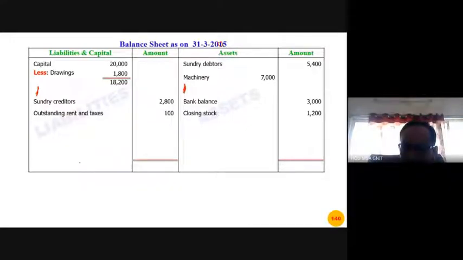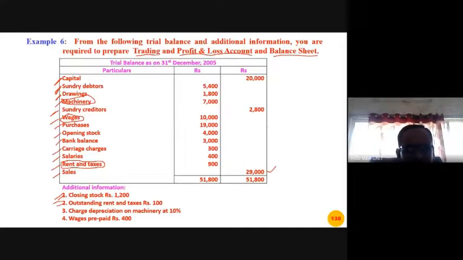Yes. Next, go to next adjustment. Charge depreciation on machinery. Depreciation means a continuous reduction in the value of an asset. It is a loss to the business. It is an expenditure. It can be considered as the economic cost of the asset.